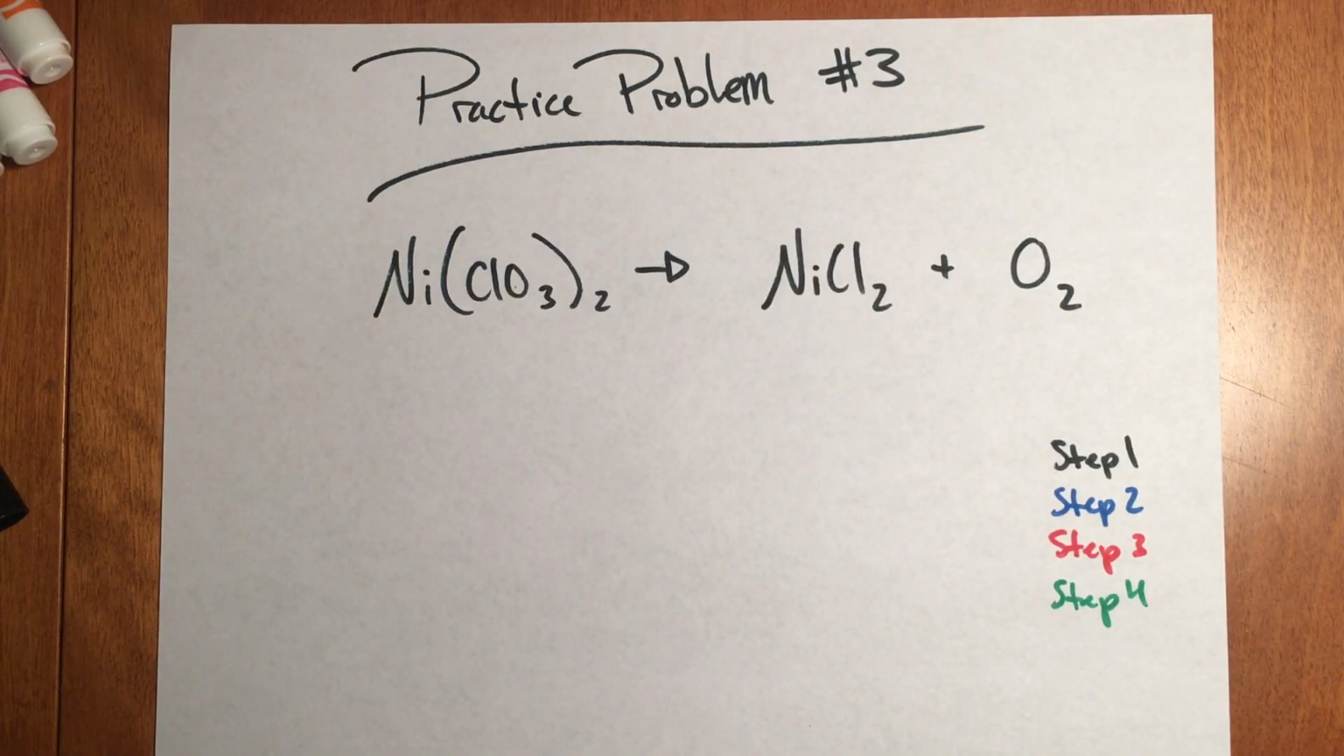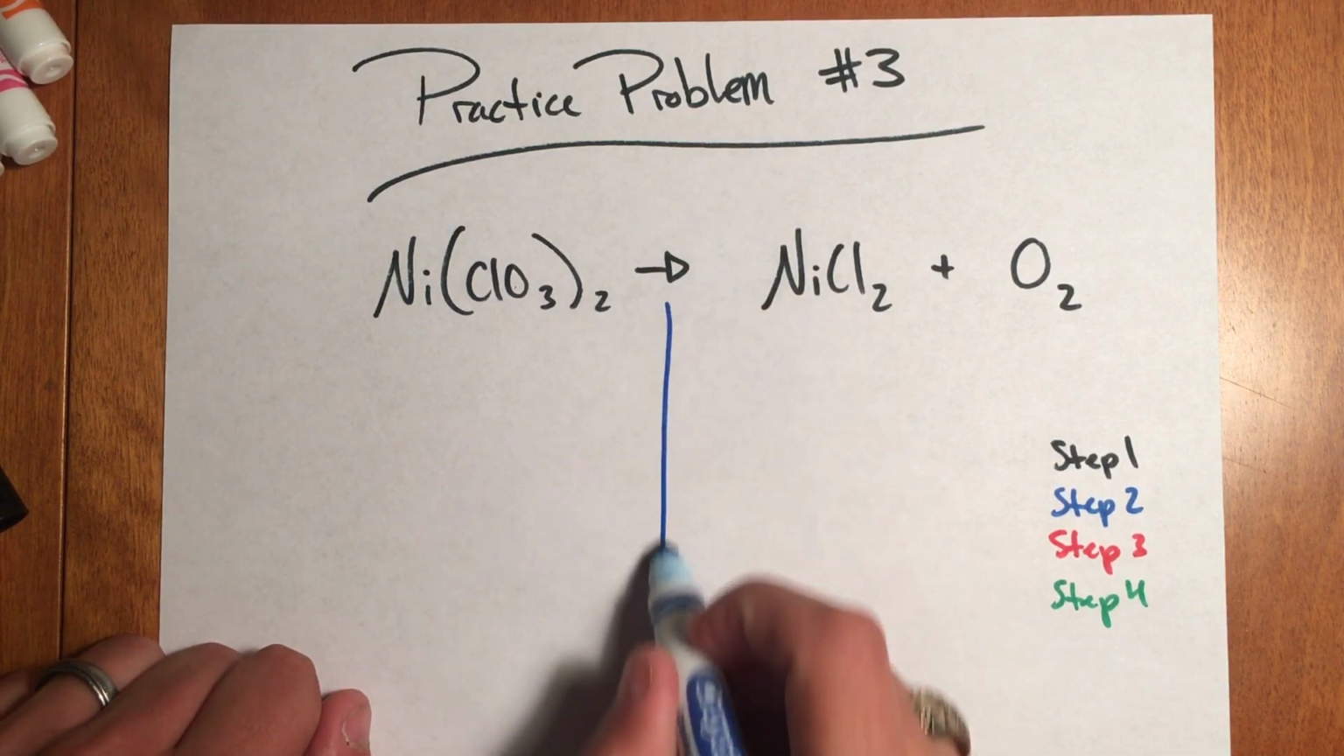Let's try a third practice problem. So you see, with this one, we have a compound with parentheses around it. So that doesn't really change much, but it does change it a little bit. So let's jump right in. Let's go draw a line.